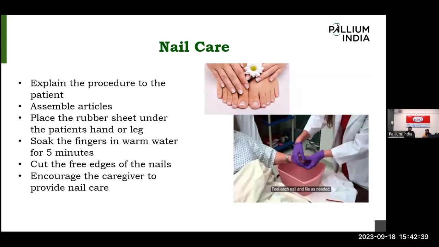Nail care is also important, because the caregiver doesn't know how to cut the nails. If you soak the nails for at least 55 minutes, the nails will become soft, so after that we can cut the nails very easily. You have to educate them on that part. If they are able to soak their nails, you can take a bowl with warm water, put their fingernails into the water, and after that you can cut their nails.